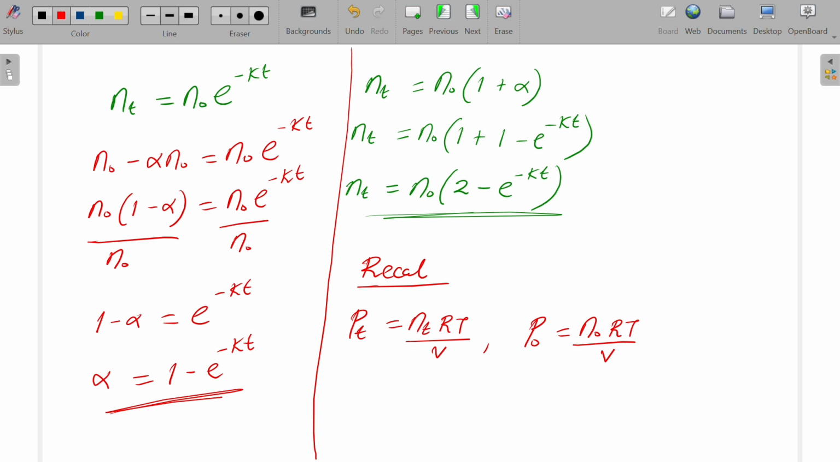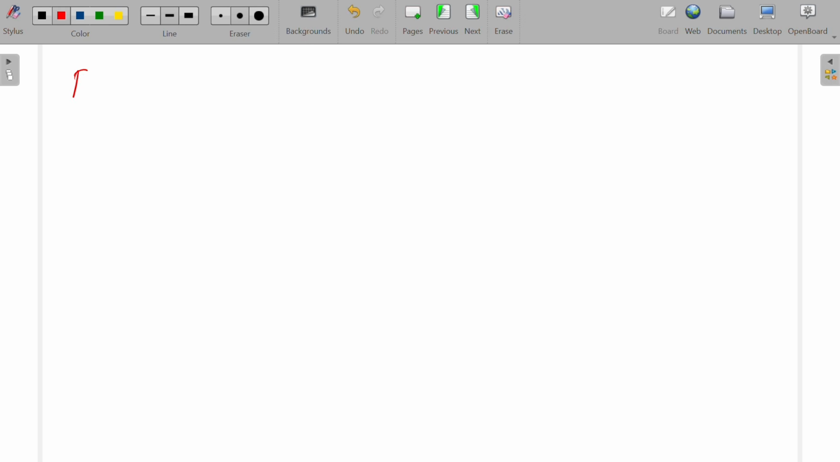After doing that, we're going to divide the two. We're going to say the total pressure divided by the initial pressure. So we'll say we have PT, we said PT is equal to NT multiplied by RT over V, where PT means the total pressure and NT means the total number of moles. R is a constant, T is temperature, and V is volume. For the initial pressure, we'll say this is equal to N naught, where N naught is the initial number of moles. This is multiplying by RT as well, and this is dividing by V.